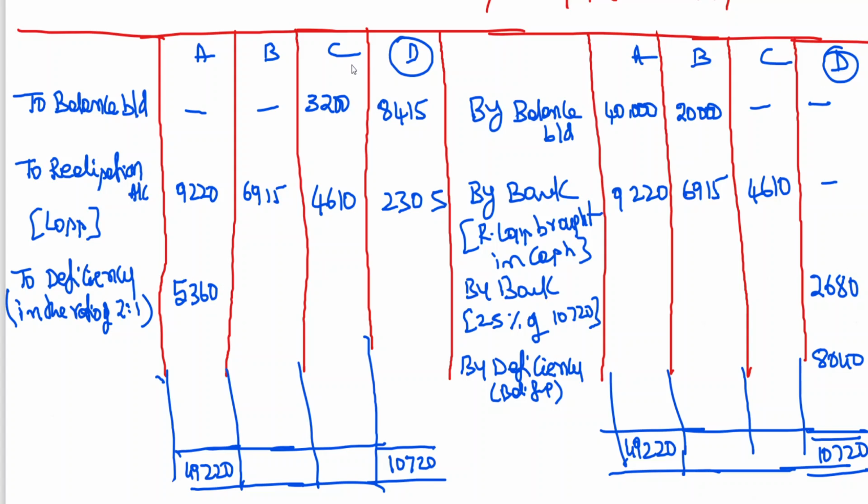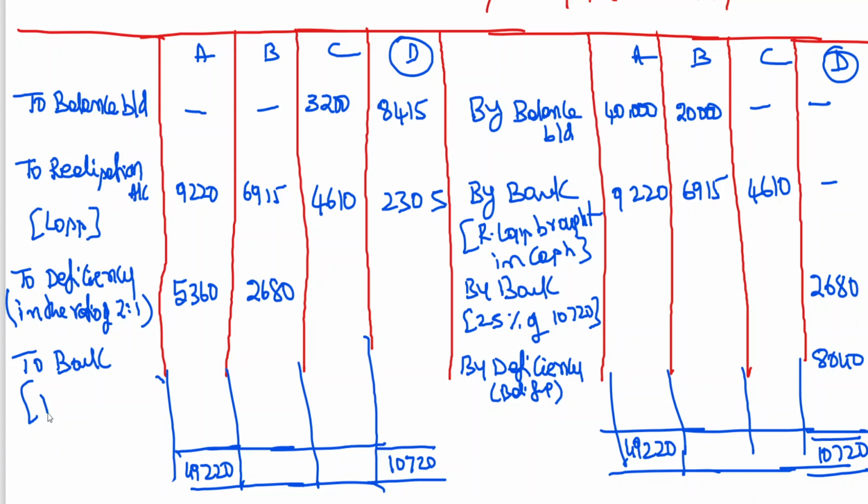I told you C's capital account is showing debit balance. As per Garner vs. Murray case, he is not going to bear the deficiency of the insolvent partner. So then 8,040 into 1 by 3. It is coming to 2,680. Still, whose capital account is showing more credit side? A.